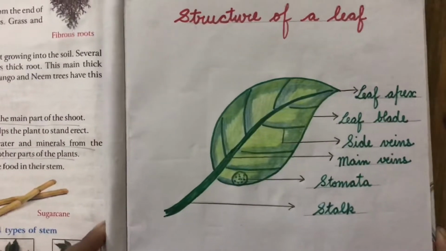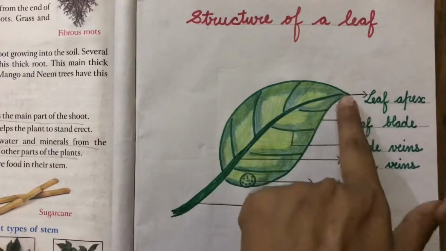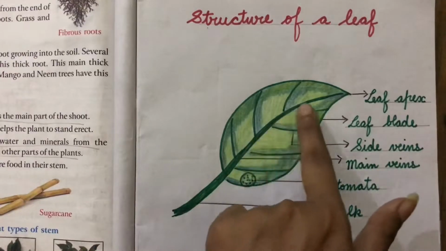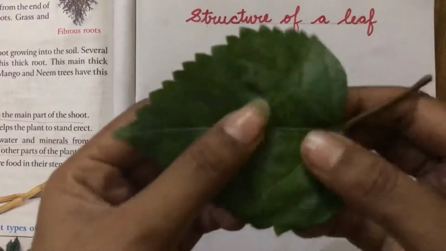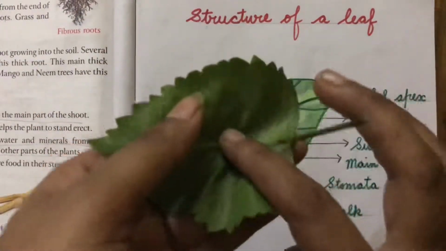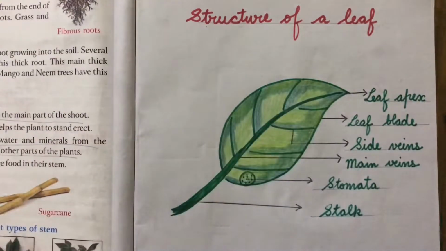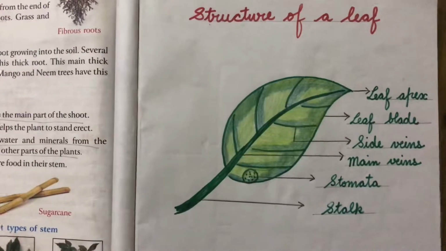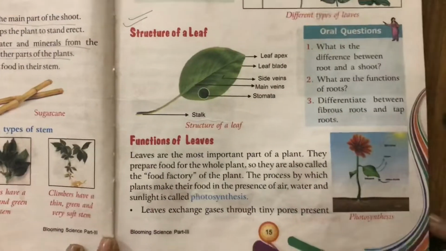See, this diagram is important. Top part is leaf apex. Side part is leaf blade. This part is side veins, and this is the main vein. Then this is a stomata. Children, we cannot see stomata. And what is a stomata? Stomata are tiny pores present on the surface of the leaves that help them in breathing. But we cannot see stomata, and this part is stalk. This you have to learn, children. Okay? Practice this diagram.